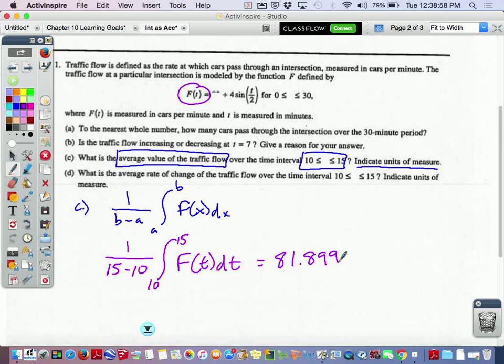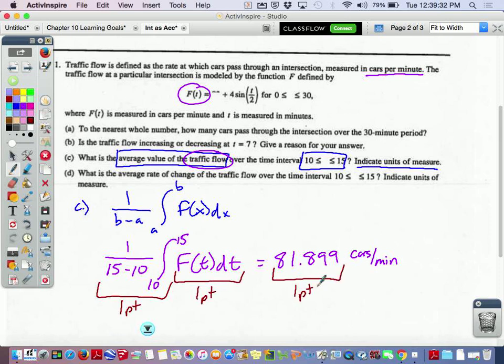We need a unit for this. So this is a measurement that is looking at traffic flow. It tells us in the problem that traffic flow is measured in cars per minute. So our unit for this would be 81.899 cars per minute. This is also a 3-point problem. So we would get a point for having all this stuff in the front. We'd get a point for the integrand. And we'd get a point for this number. The units, we're actually going to get a point for when we get the units right in this question and part D.